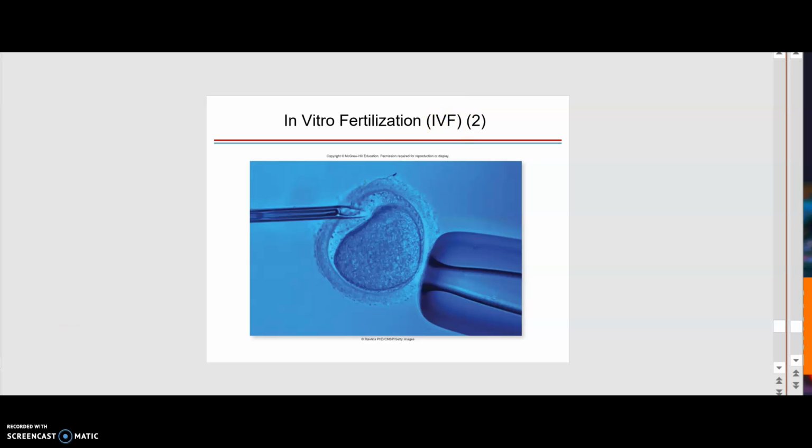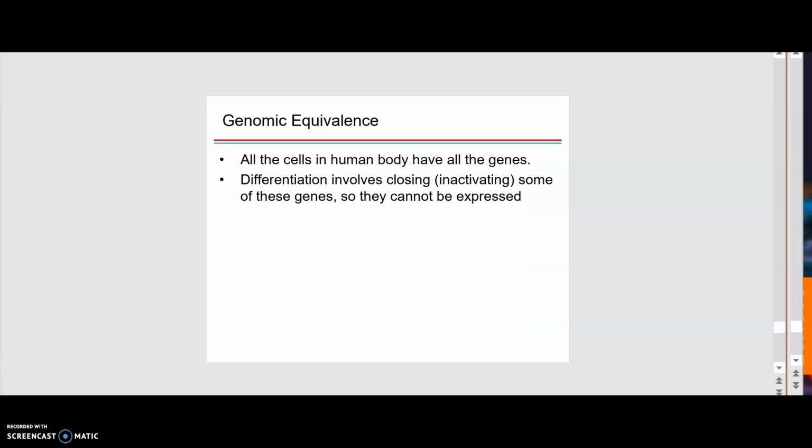Okay. Now go to something else, introduce a concept called genomic equivalence. Remember, a genome is a complete set of genes in an organism. So in genomic equivalence, all the cells in the human body have all the same genes, okay? Of course, the sperm and egg have half as much, but they still have a complete set of genes. That's what we call genomic equivalence.